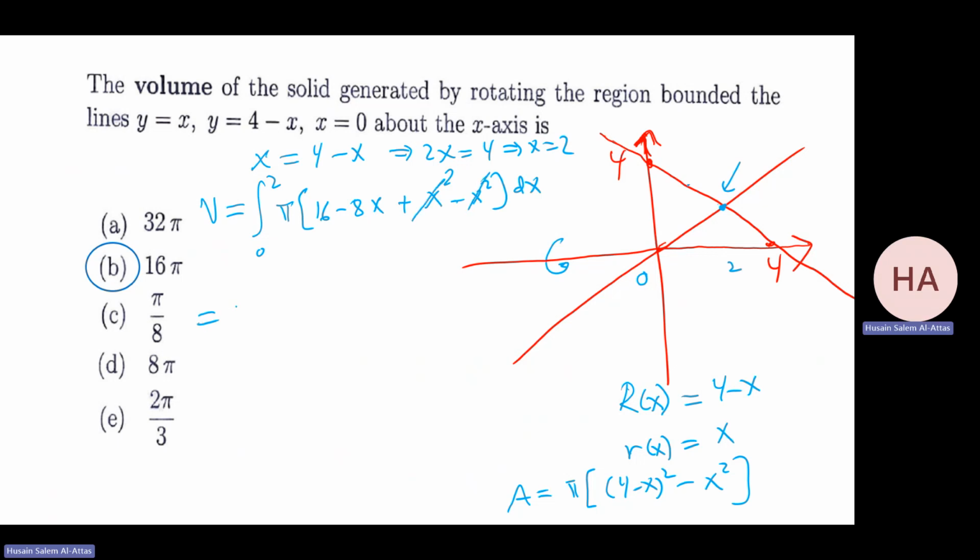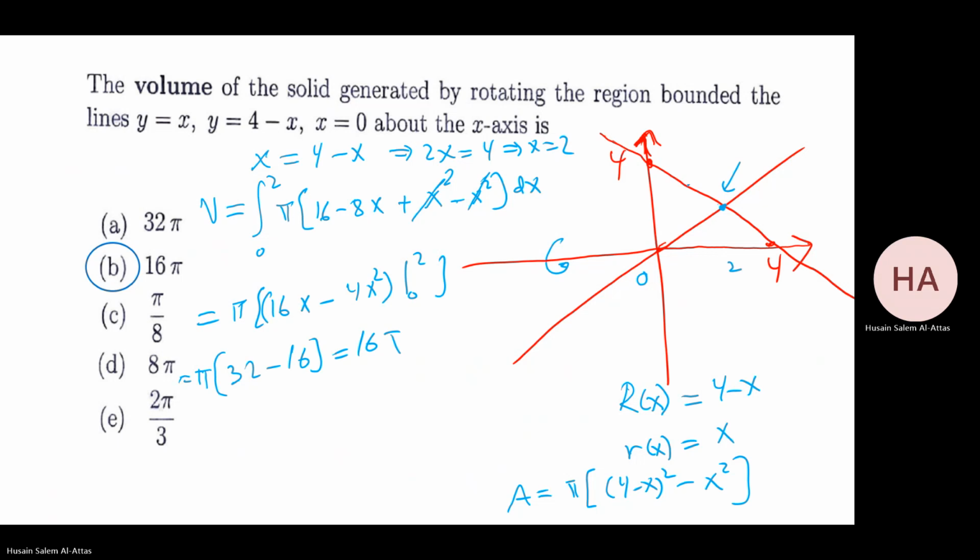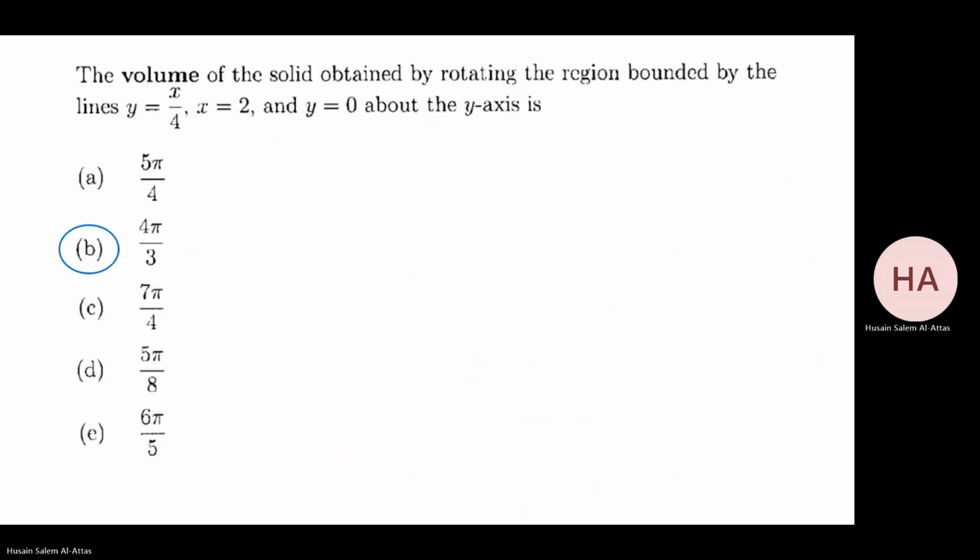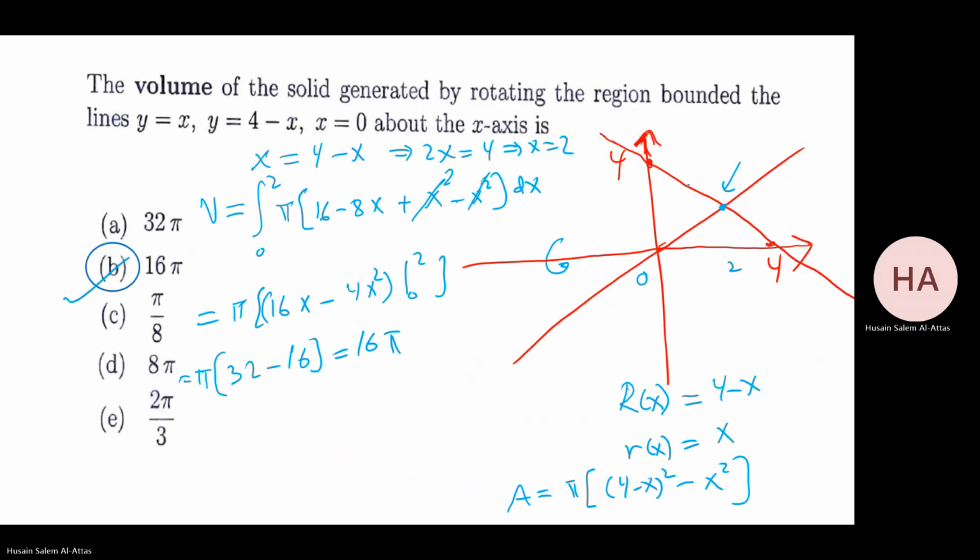That will be pi times 16x minus 4x squared from 0 to 2. That gives me what? 32 minus, don't forget the pi, minus 16, which is 16pi, which is this.